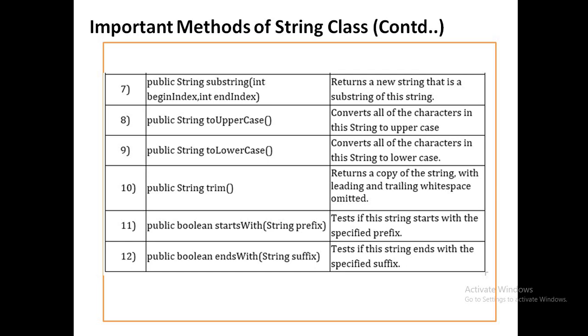Boolean startsWith, which is a Boolean method that takes a prefix string value as an argument. It tests whether the string starts with the specified prefix value given in the parenthesis. And Boolean endsWith tests if the string ends with the specified suffix value that is being passed in the arguments.